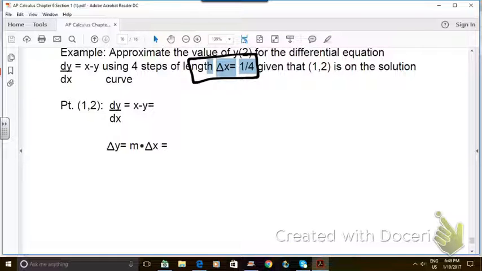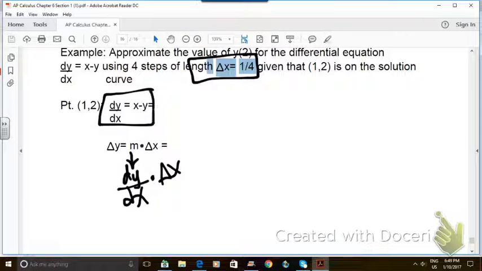So we're starting with this. We're using the same formula. Delta y is dy/dx delta x. I like that one. You can use m delta x again. Alright, so this time here's our differential to plug the point into. We're given the point 1, 2 to start with. So 1 minus 2 is equal to, so x minus y is our function, 1 minus 2 is negative 1. So we take negative 1 times 0.25, or 1/4.